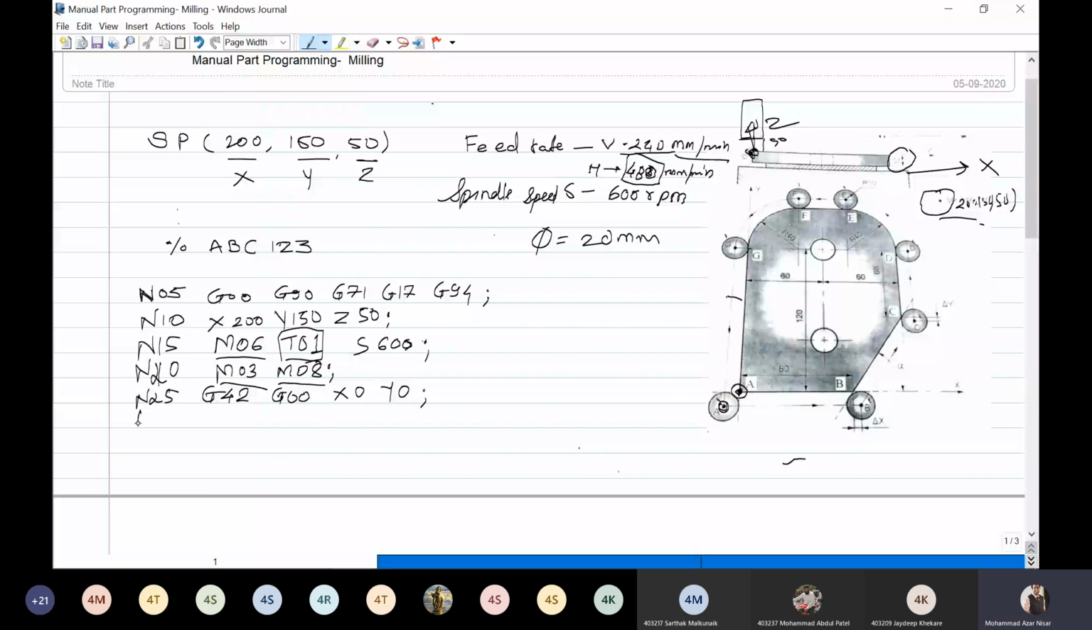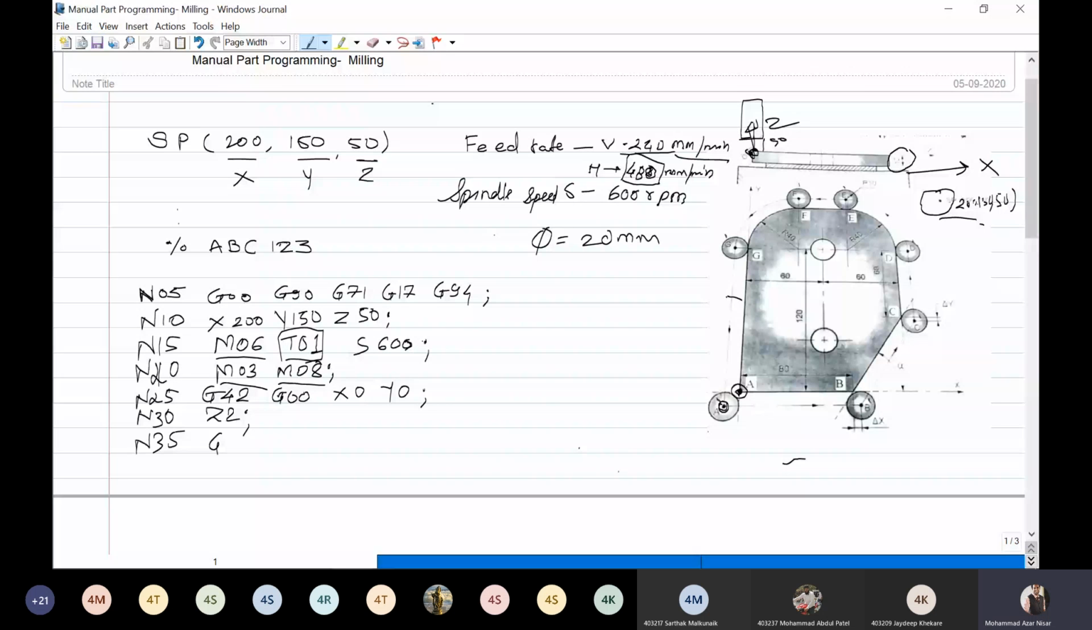N30, next in the series, and I will use Z2. Okay, now it is just 2 mm above the surface. Now I will give the cutting block, that is M35. I will use it for cutting.